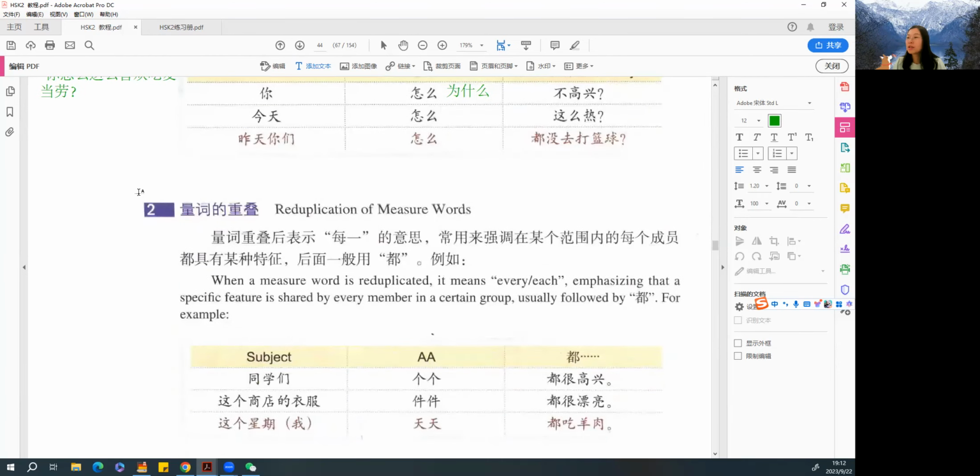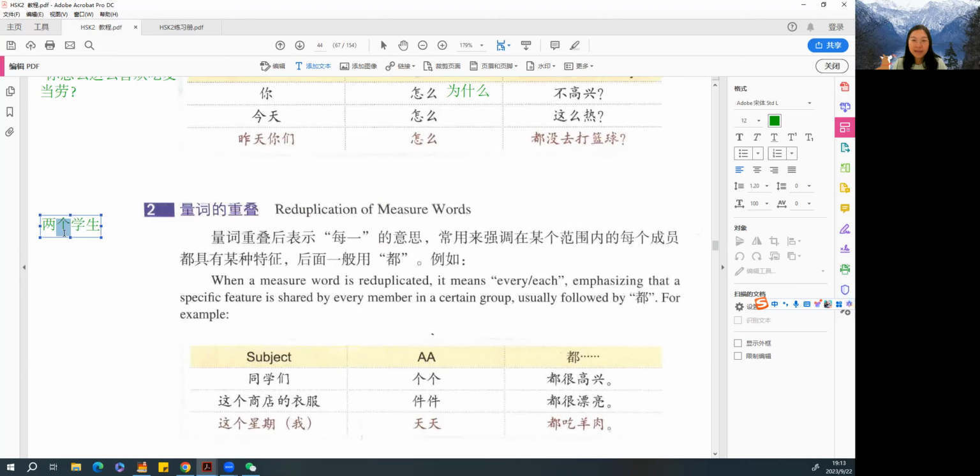And then the second is the duplication of the measure words. So let's take a view of which measure words we have learned so far. For example, we want to say one student, two students, three students. For example, two students, do we say 二? No, we are not going to say 二, remember it? We are going to say 两个学生. This means two students, 两个.